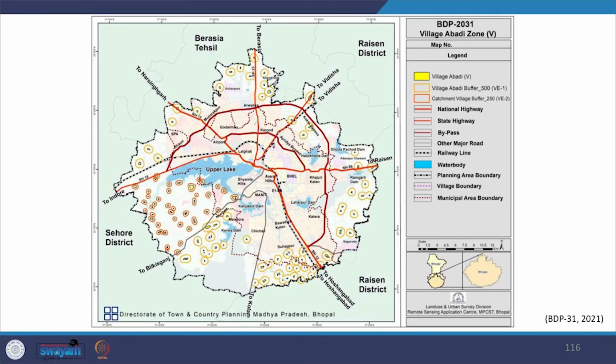Likewise, we see proposals are made to include the existing villages in the planning area through the creation of village abadi and their extension. As the planning area increases, we see many of the villages come in the planning zone. So, how these villages can be included. It includes the existing village in planning area and the extension of villages up to a periphery of 500 meters, which is limited to 250 meters in the catchment area of Bhopal.